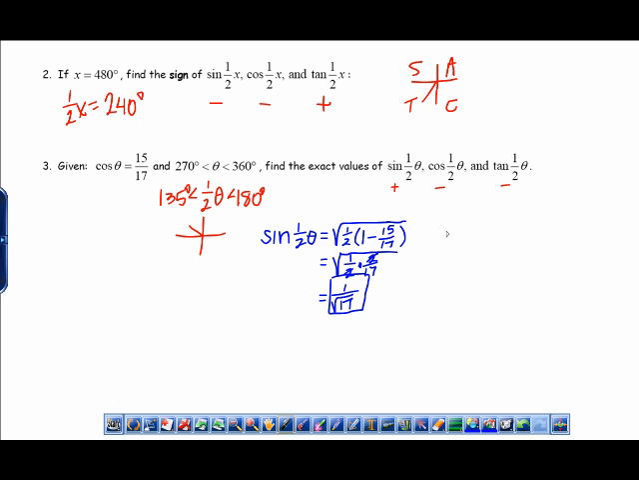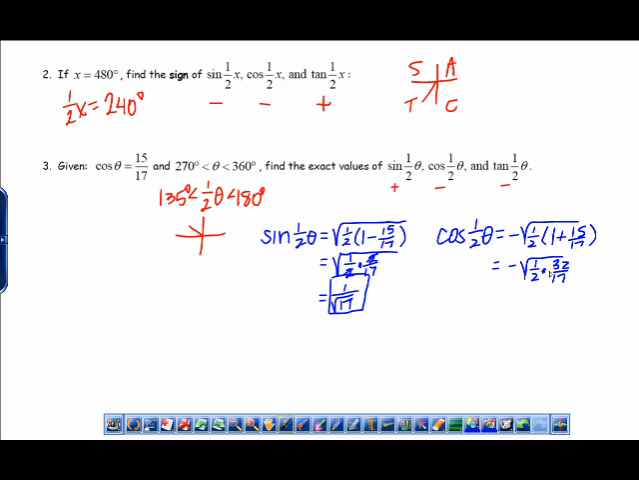Okay, so now let's find cosine of 1/2 theta. We already know our answer is going to be negative, so I'm going to go put that in. I found it right up there. And very similar formula, except it's negative square root of 1/2 times 1 plus 15/17. So don't forget the negative. Okay, so this would be like 17/17 plus 15/17. So that is going to give us 32/17.